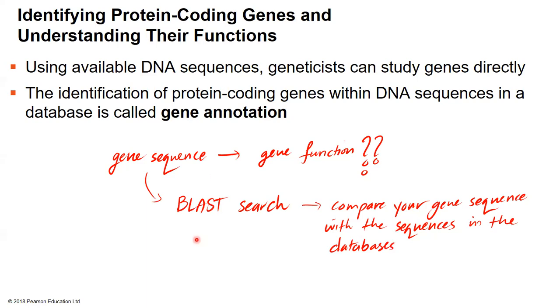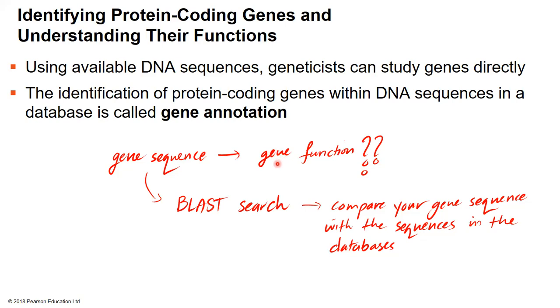So sometimes you will get a match or a result, and from that result you might identify what type of protein is encoded by your gene, for example, and maybe have some information about the gene function. And this process is called gene annotation. Gene annotation is basically a process of identifying genes and determining their functions, okay?